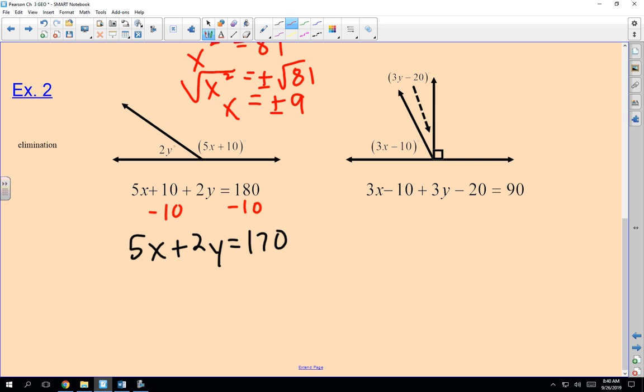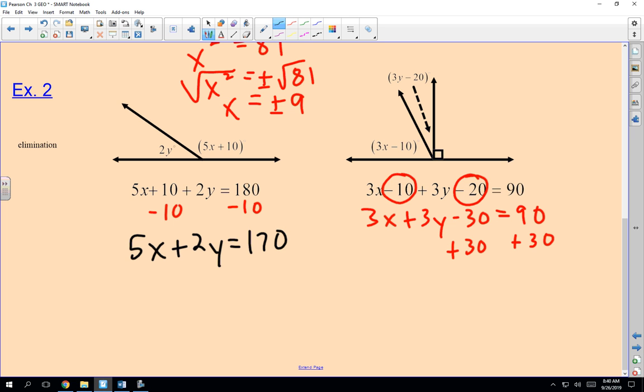Here I'm going to combine some like terms first. So I'm going to take the negative 10 and the negative 20, write this as 3x plus 3y minus 30 equals 90. And then add 30 to each side. So my new equation here is 3x plus 3y equals 120. So those are my two equations, and I wrote them in what's called standard form, ax plus by form, so that I can line them up and use elimination on it.